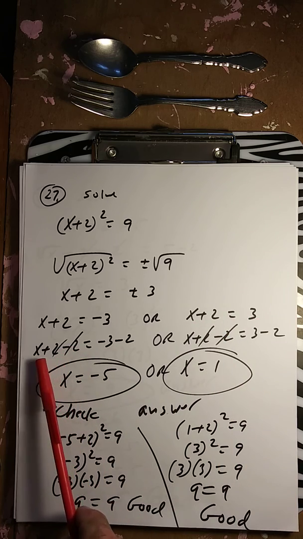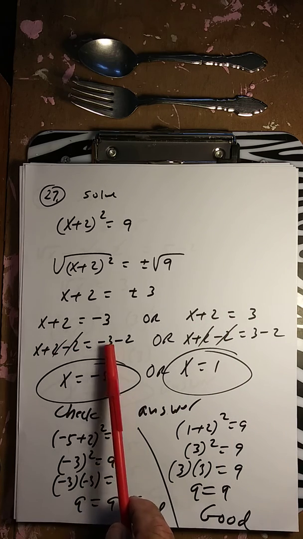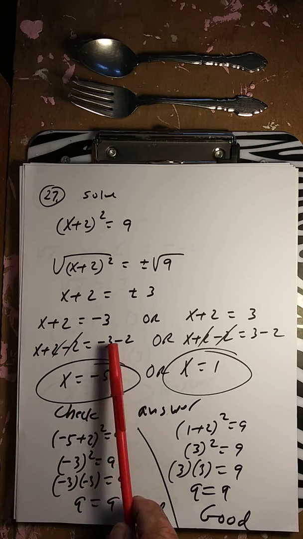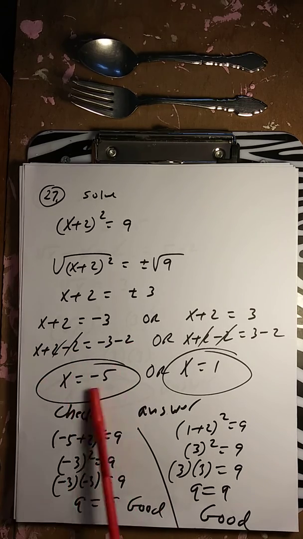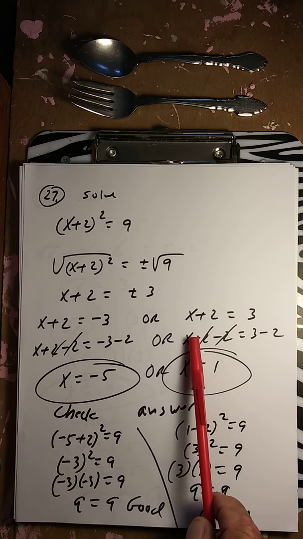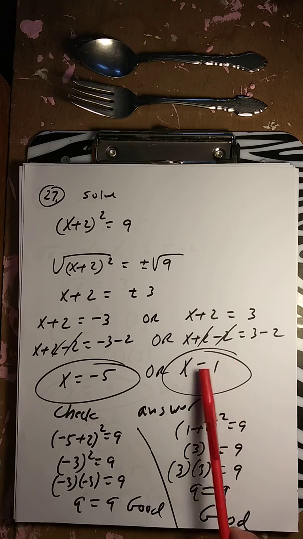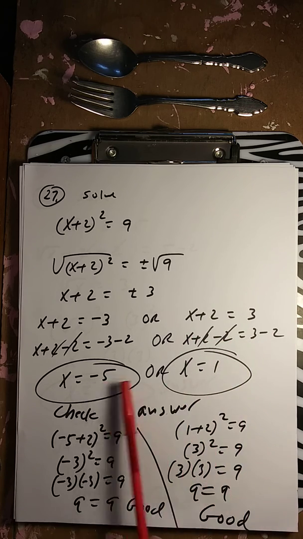Let's do this side here. x + 2, minus the 2, negative 3 and negative 2. These are gone. So negative 3 and negative 2 is negative 5. That's the answer there. Over here, x + 2 minus 2, and 3 minus 2 is 1. Now, these are the answers.